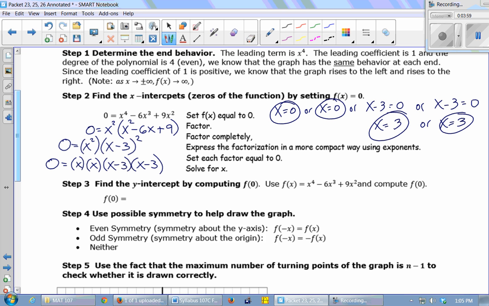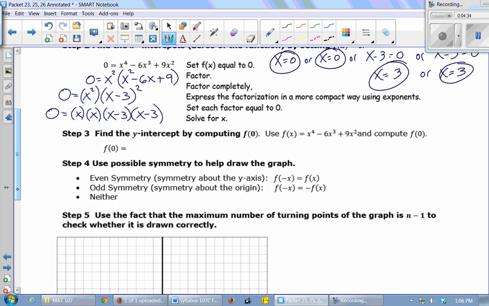I actually have 4 zeros, but 2 of them were repeated, right? So my x-intercepts are going to be at 0 and at 3. What is the multiplicity of x equals 0? 2. That happens to be a 0 2 times when I'm solving. So that means that when the graph comes down to the x-axis at 0, it's going to bounce off because it's got multiplicity 2, an even multiplicity. And at x equals 3, that's also an even multiplicity because that happens twice. It's going to bounce off at 3 also.